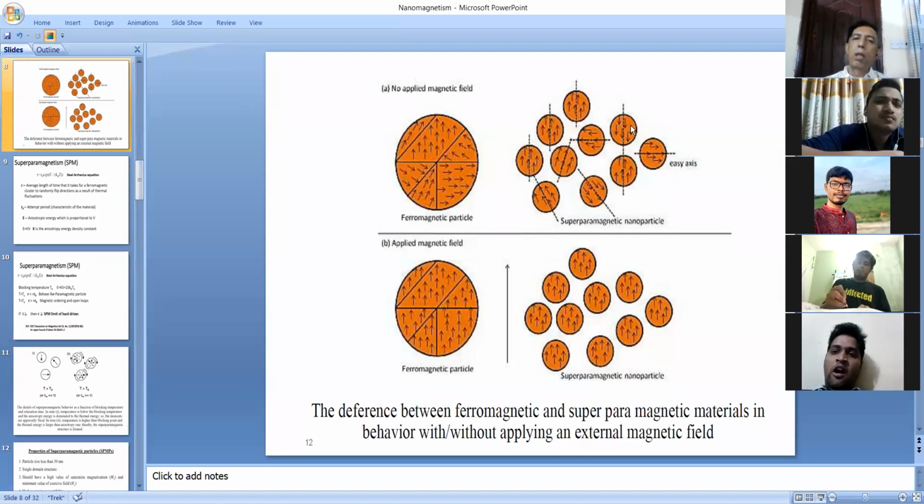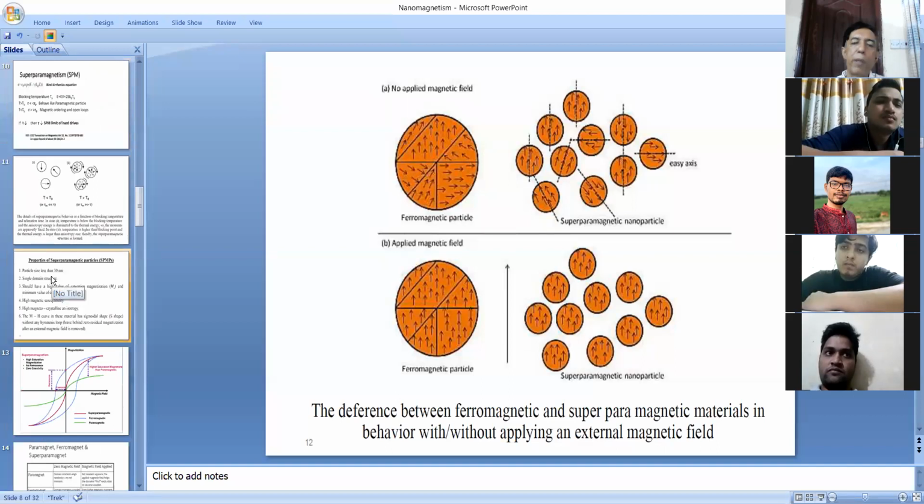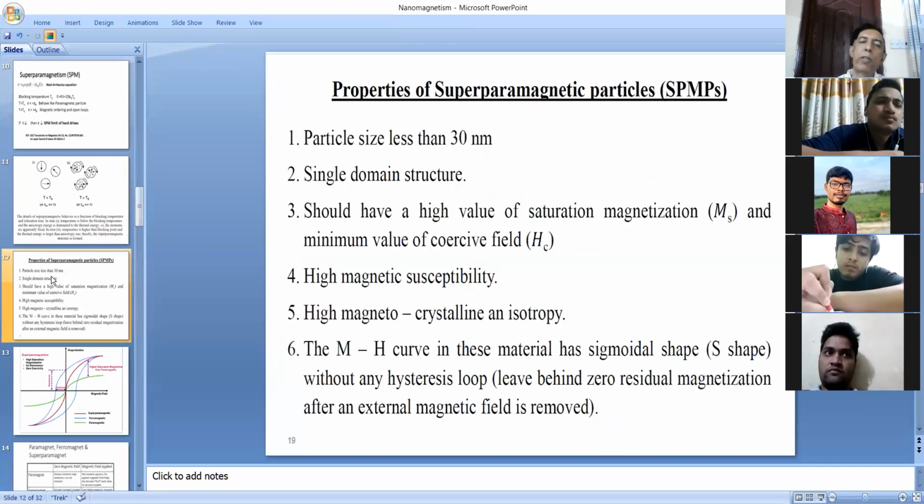So you see what is the difference? This is called superparamagnetic property. This is called superparamagnetism. I told you before. So what is the difference between paramagnetism and superparamagnetism? First, some properties of superparamagnetic particles.